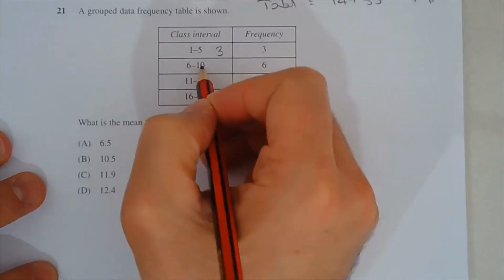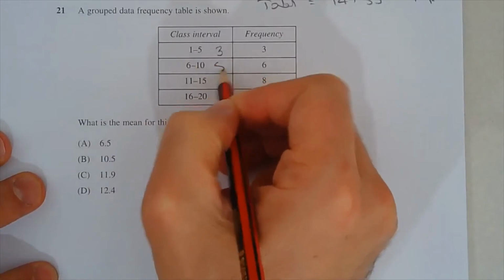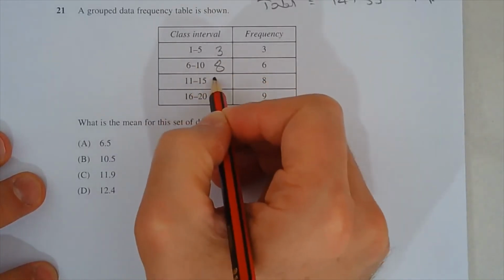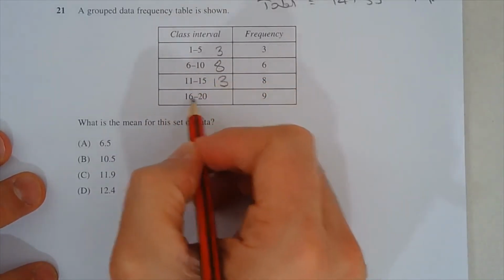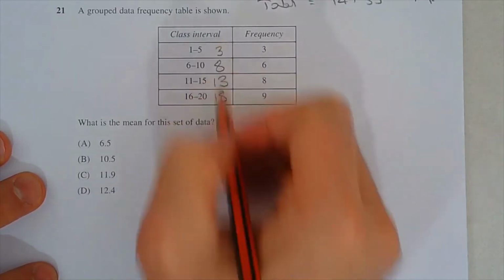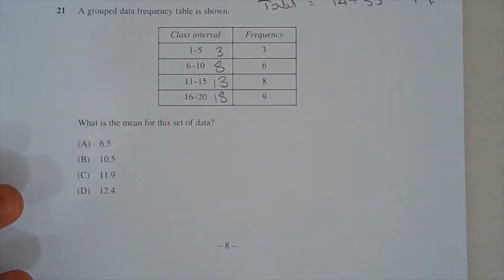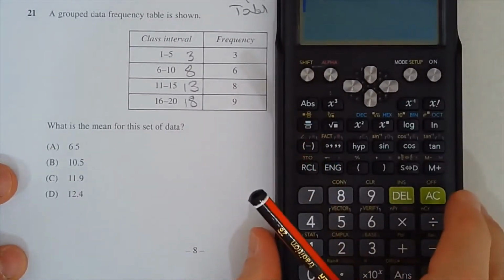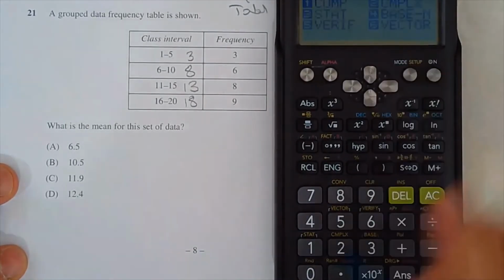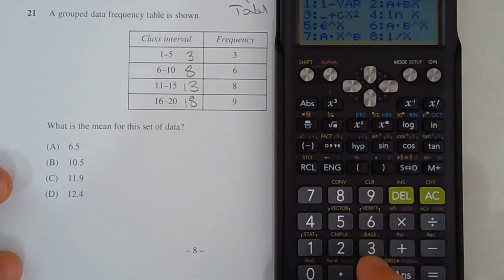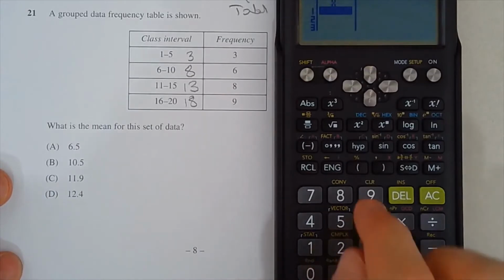The average of 6 and 10 is 8. Average of 11 and 15 is 13. And the average of 16 and 20 is 18. So just the midway point. Now, we can either use the stat mode on the calculator, and that probably might be the easiest option. Might take a little bit longer, but it's probably the safer option.